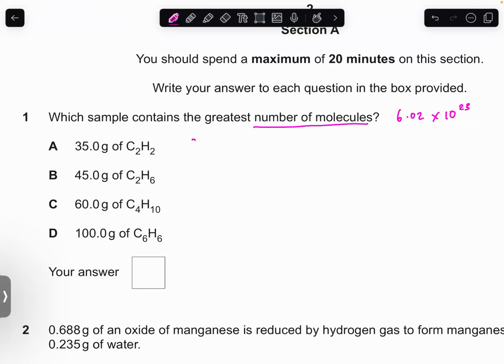So we do 35 divided by 26. We've got 45 divided by 30. We've got 60 divided by 58. And we've got 100 divided by 72 and 78. Work out the number of moles of each.